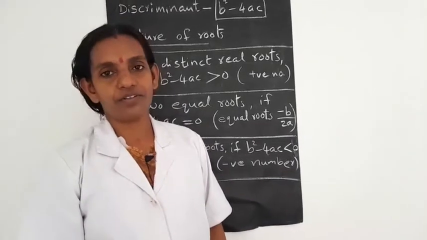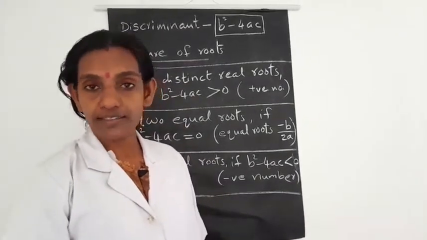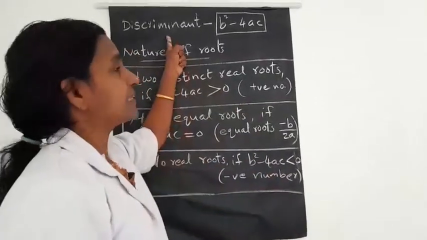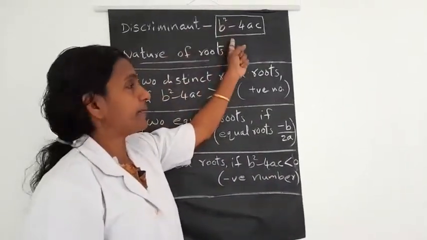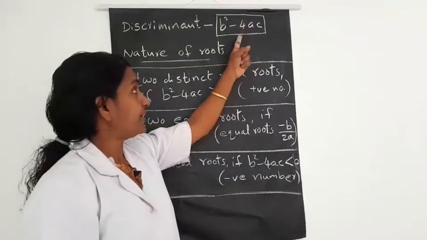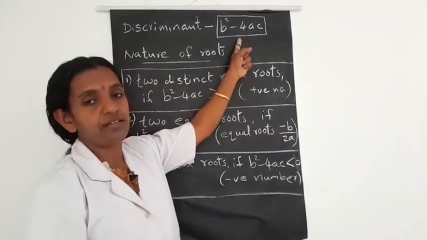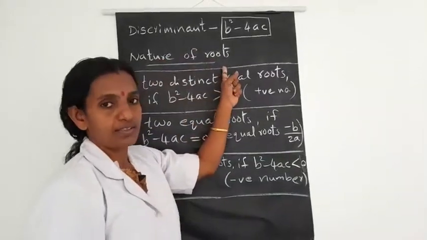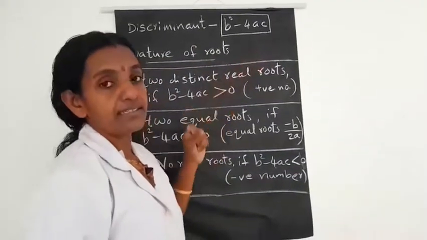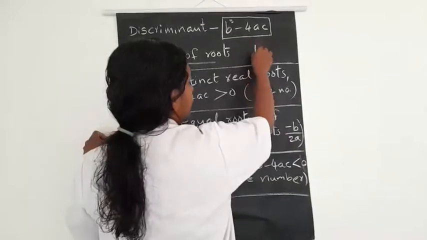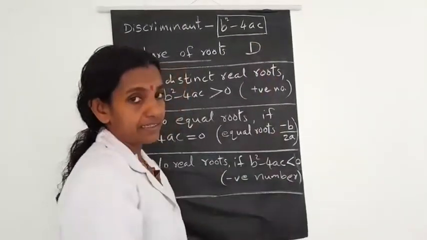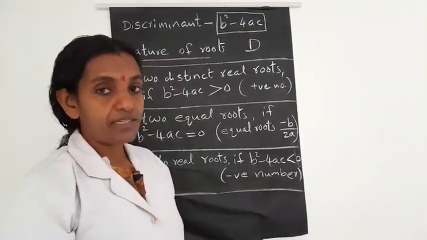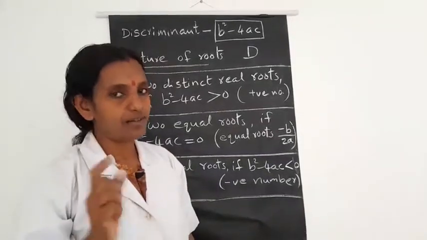So we can conclude what we have studied now, what we have discussed now. Here you can see the discriminant, that is b square minus 4ac. By finding the value of this discriminant, we can write the nature of roots. This b square minus 4ac is the discriminant. Usually we denote that as capital D. Discriminant means it determines the nature of the roots.